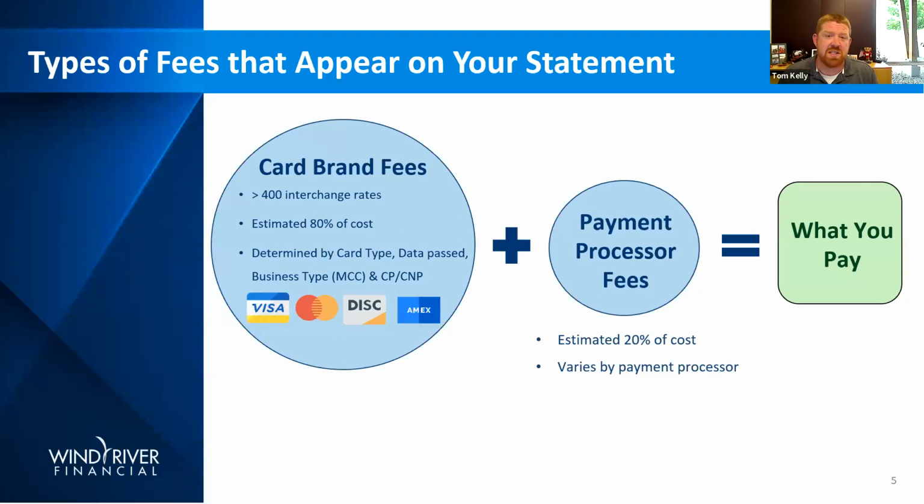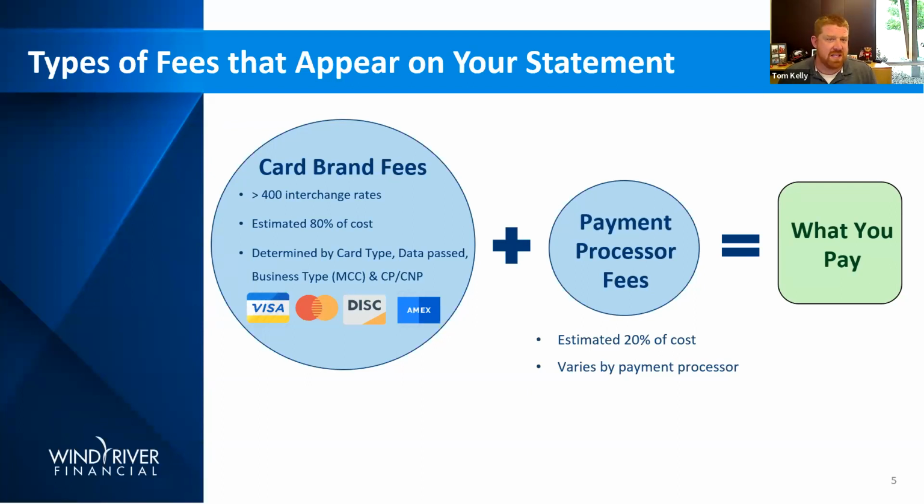I always think it's helpful just to start out with a high level on how our industry works. This slide shows there's really two buckets where your fees come from. The first, the bucket on the left here, is the card brand fees. Within the fees from Visa, MasterCard, Discover, and American Express, there are 400 different rates for the different types of credit cards that are out there. Those are called interchange rates.